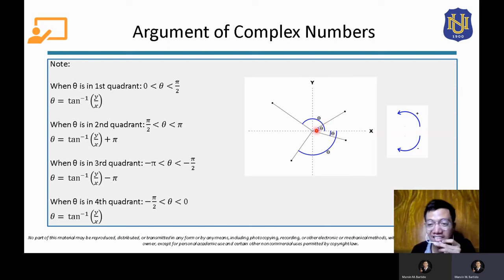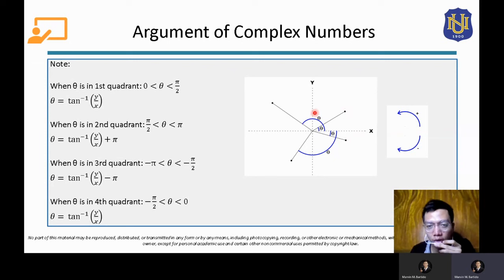So using tangent theta, TOA, you will use TOA for that. That will be tangent theta is equal to y over x. That's why it is arctangent y over x here if we're going to solve for theta. So that will be the theta, or argument, for complex numbers located in the first quadrant.